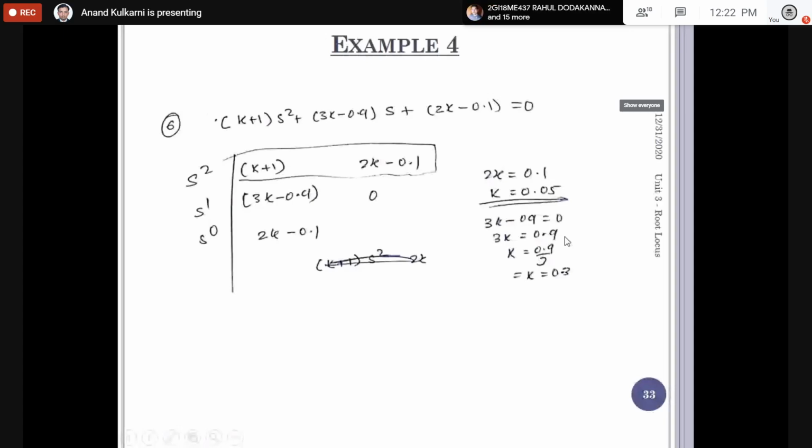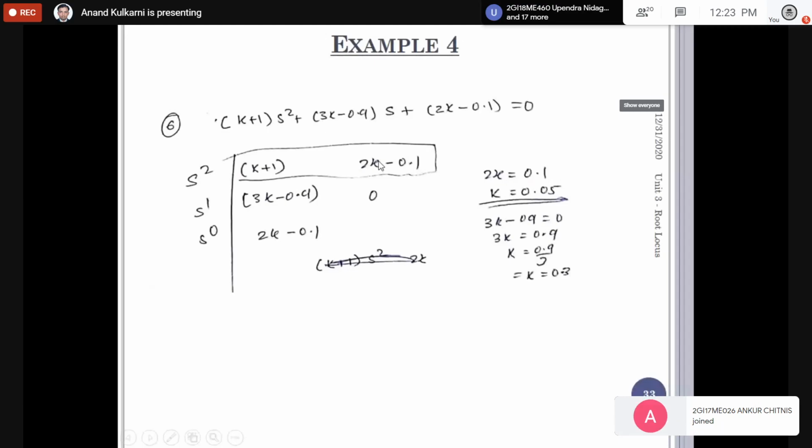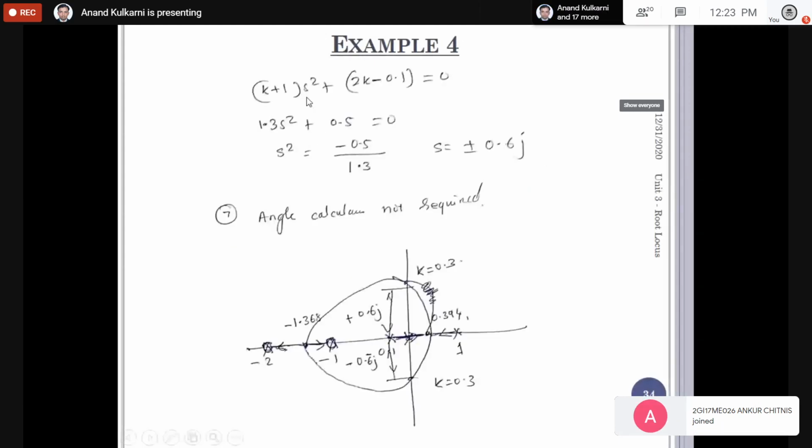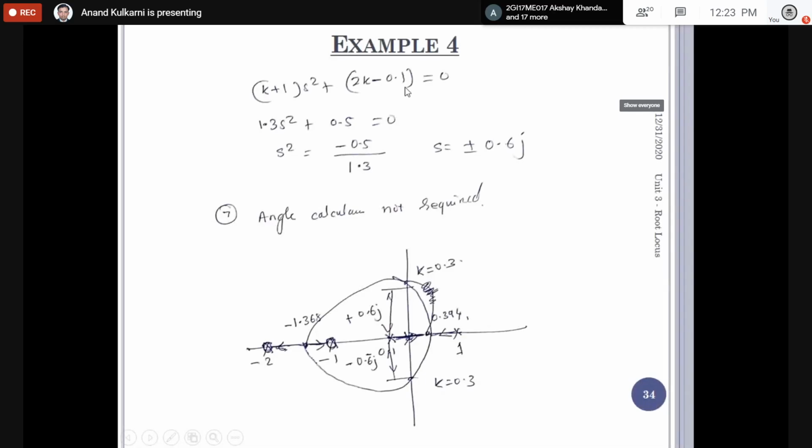When the whole row becomes 0, that means the row above becomes an auxiliary equation, which I have put in the box. So I have taken that as an auxiliary equation and solved. There is the s square term, (k plus 1) into s square, and this one is the s to the power 0 term, that is 2k minus 0.1. That means if you write that, put the value of k as 0.3: 1.3 s square plus, 0.3 into 2 is 0.6, 0.6 minus 0.1 is 0.5.